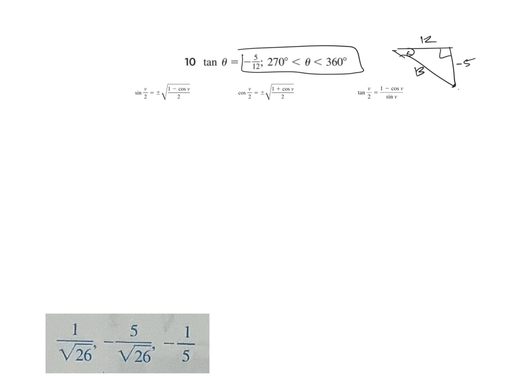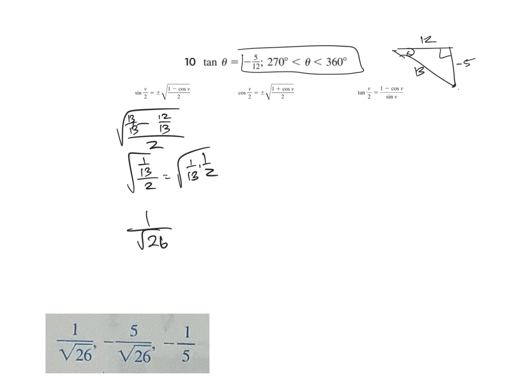All right, so now sine of v over 2 is equal to the square root of 1 minus the cosine, which is 12/13, and over 2. So again, get a common denominator. So that's 1/13 over 2, or the square root of 1/13 times 1/2, which is 1 over the square root of 26. Okay, the cosine here is going to be the square root of 1 plus the cosine of v, which is 12/13. Again, 13/13, common denominator, that's 25/13 times 1/2. So the square root of 25 is 5, and on the bottom we have the square root of 26.